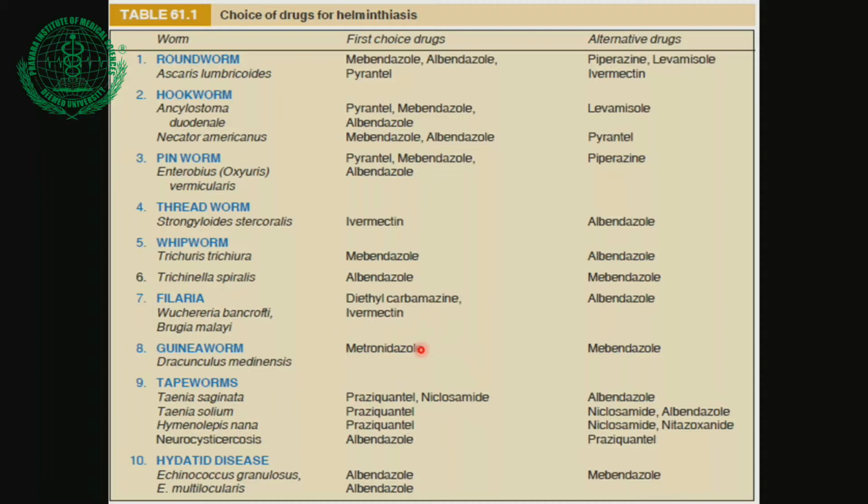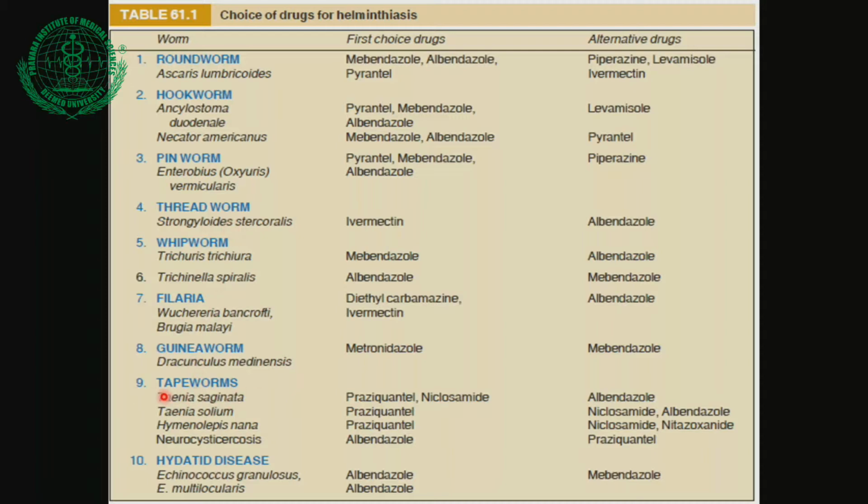So metronidazole is actually not an anthelmintic drug, it is an anti-amoebic drug, but still it is the drug of choice for Dracunculus medinensis. For filariasis, the drug of choice is not mebendazole and albendazole, it is DEC, that is diethylcarbamazine citrate. While for threadworm, the drug of choice is ivermectin. So we are going to see these exceptions in detail.